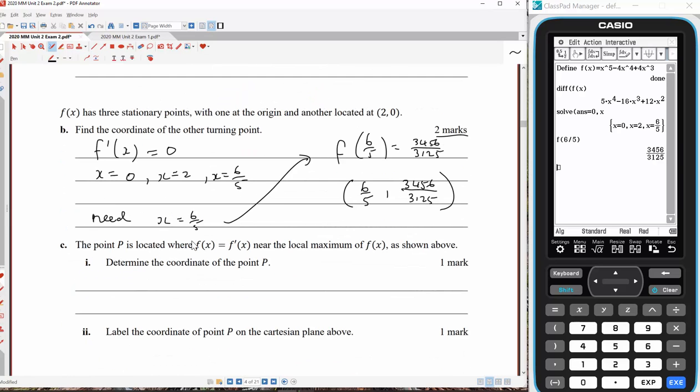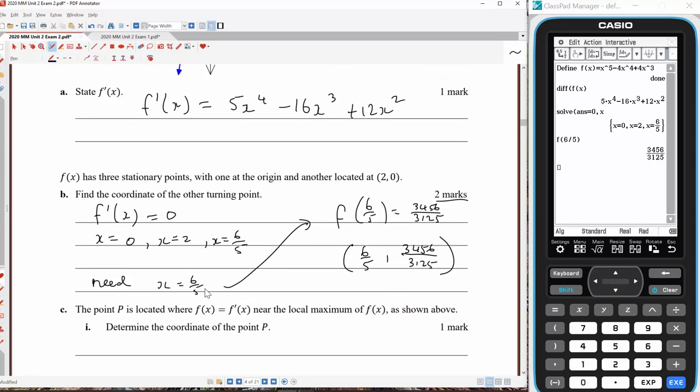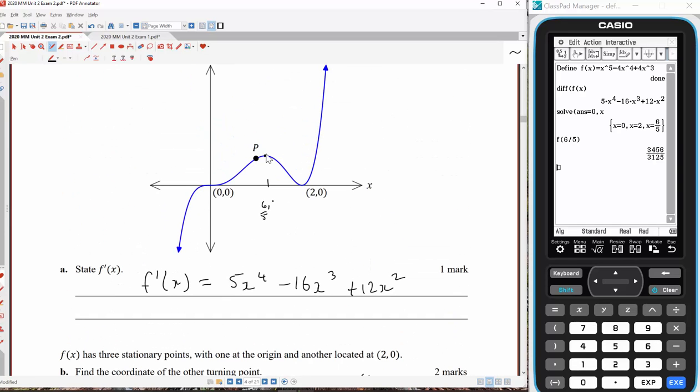Okay, the point P is located where f of x equals f dash x, near the local maximum. Determine the coordinate of point P. So that's that point there, near the local maximum. What we'll do for this one is we'll again diff the function and solve that. So its derivative equals the original function for x. Probably get a number of solutions for this one, but the one we want is x equals 1.